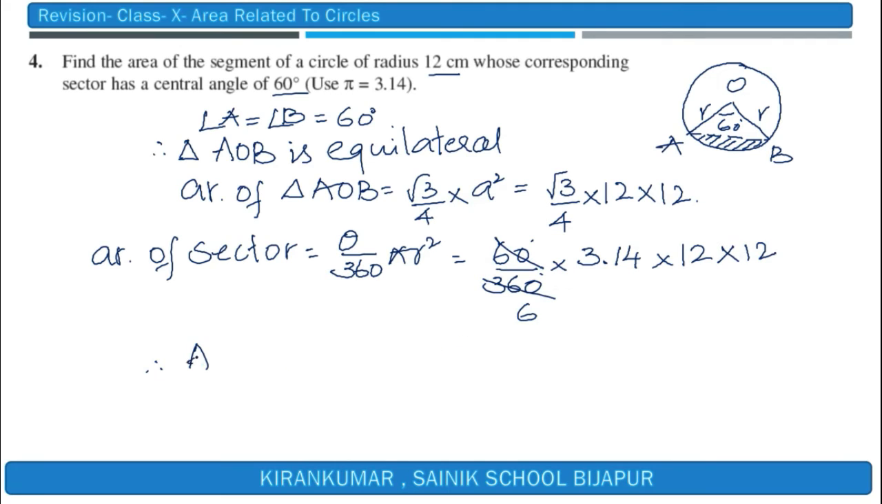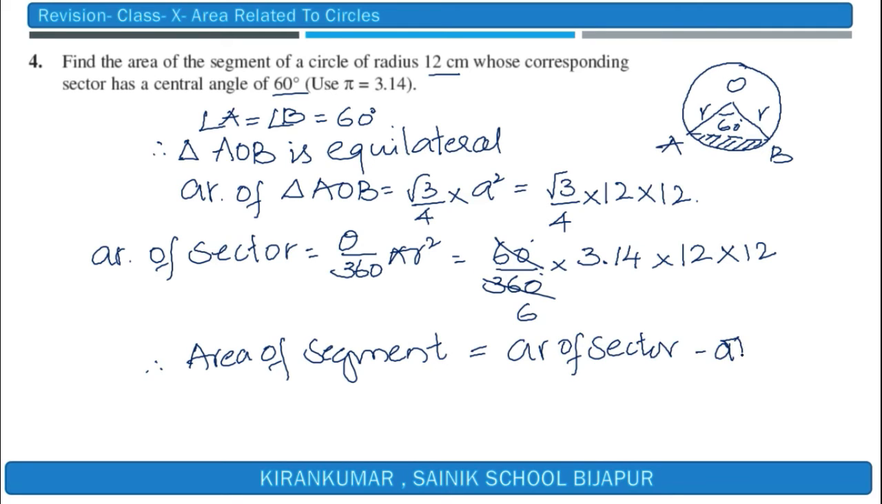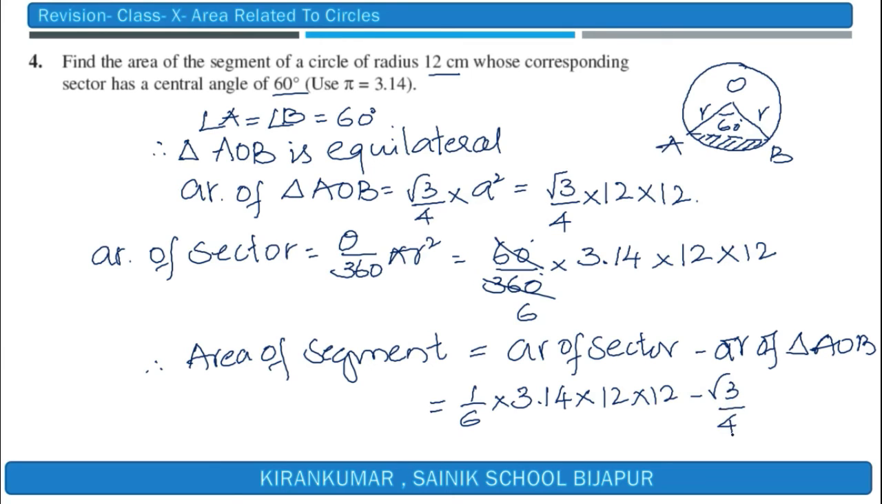Therefore, area of segment, in particular it is a minor segment, will be equal to the area of the sector minus the area of triangle. Let's substitute. It is 1 by 6 times 3.14 times 12 times 12 minus root 3 by 4 multiplied to 12 by 12.